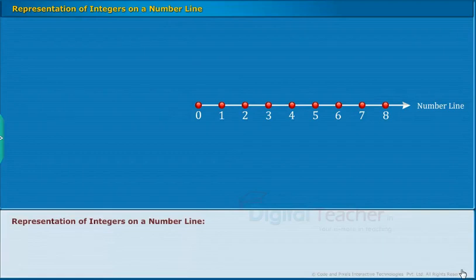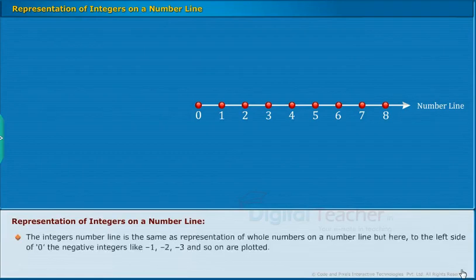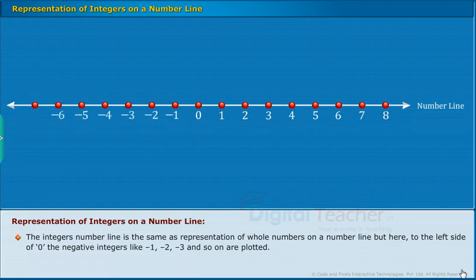Representation of integers on a number line. The integers number line is the same as the representation of whole numbers on a number line, but here, to the left side of 0, the negative integers like -1, -2, -3 and so on are plotted.